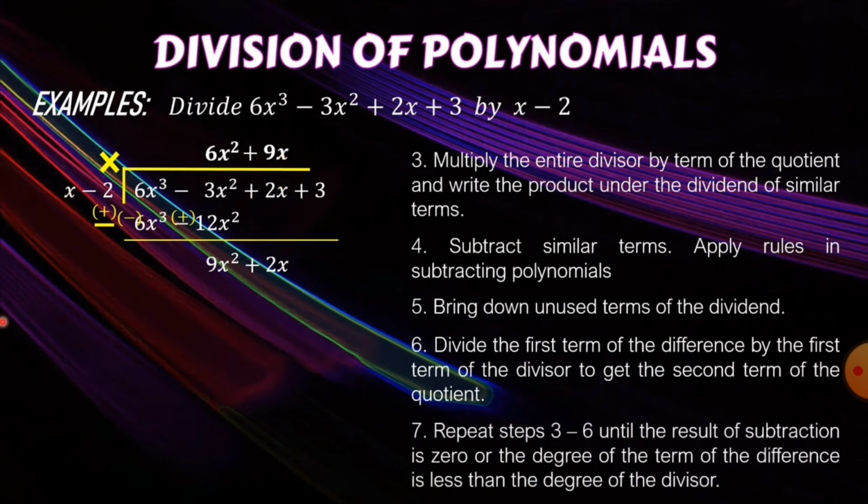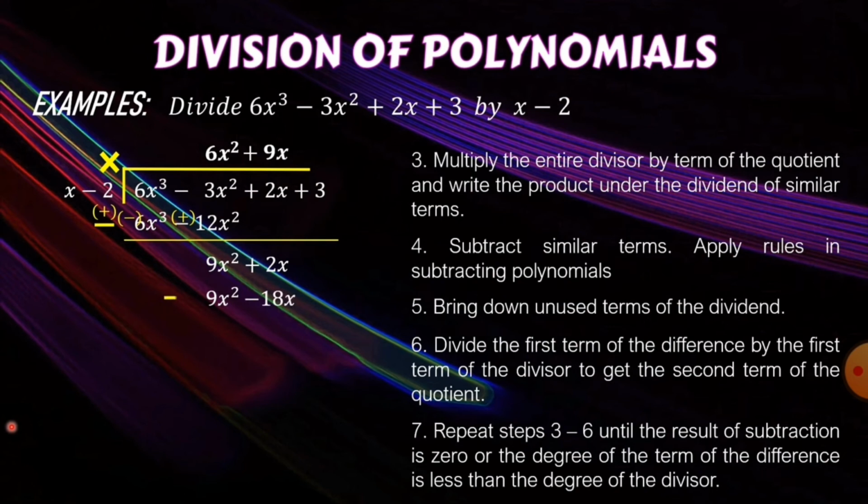So, 9x, after we divide, so, repeat, no? Yung steps natin kanina. Repeat step 3 to 6 until the result of subtraction is 0 or the degree of the term of the difference is less than the degree of the divisor. Anong ibig sabihin nito? So, we will just repeat what we just did earlier. So, 9x, multiply it by x. 9x times x, maging 9x squared. Then, 9x times negative 2, okay, magiging negative 18x.